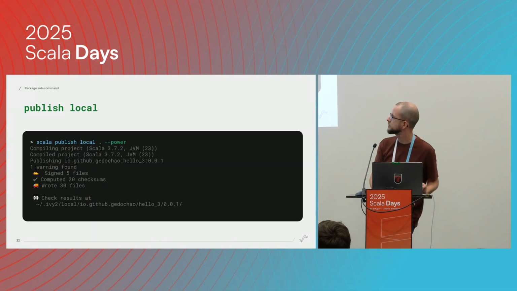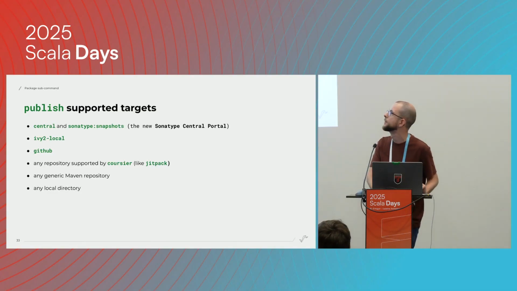And it works as you would suspect. So this is an example for when we publish it to Ivy local, which is the default target when you use publish local. It just compiles the project and uploads it where it should be, and then shows you a link where the files are. The targets we support are as follows.